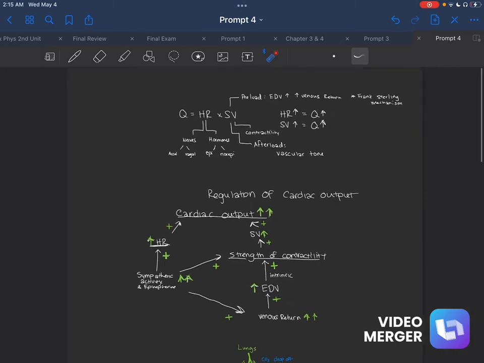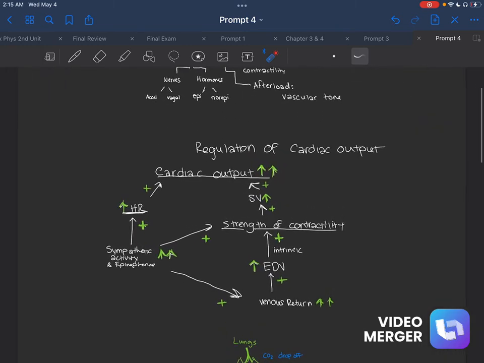So, looking at this chart, we're going to see an easier way to see the correlation of everything. So we see cardiac output. If we see an increase in heart rate, you're going to see an increase in cardiac output. We'll start from the bottom. Heart rate is affected by the sympathetic system, mainly epinephrine. That's going to increase the heart rate. It's also going to help increase venous return since the blood is pumping so much faster and it's pumping more blood.